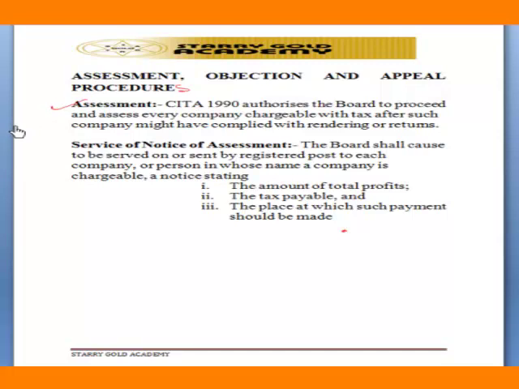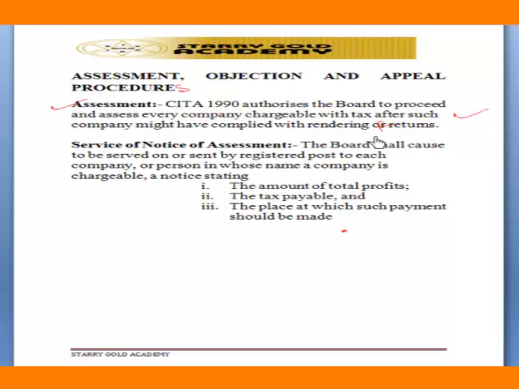The Company Income Tax Act 1990 has given the board here, the Joint Tax Board, the Federal Board of Inland Revenue, the authority and the power to assess every company chargeable with tax after such company has complied with rendering of return. So it means every company, after rendering return, will be assessed for tax.